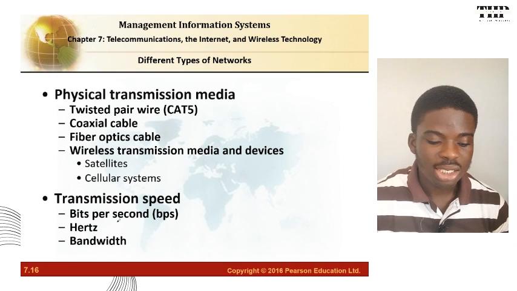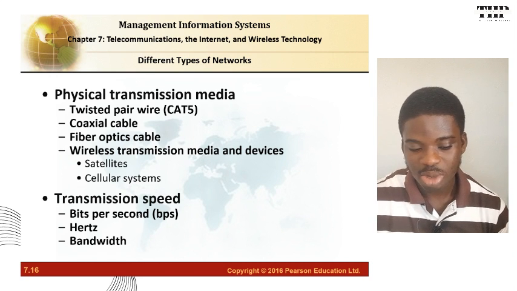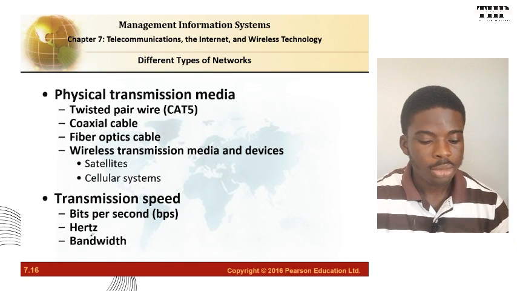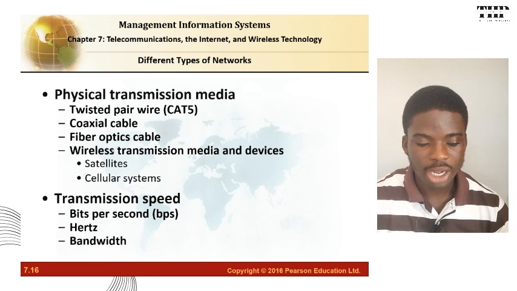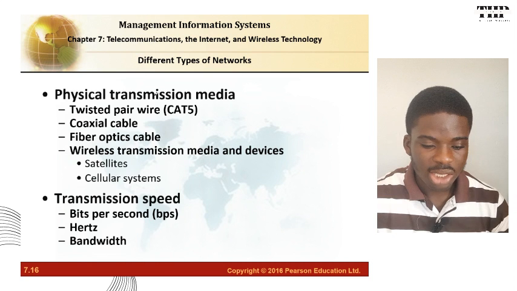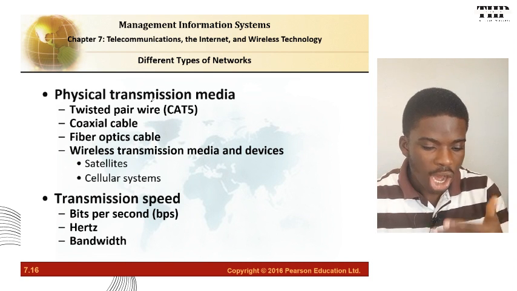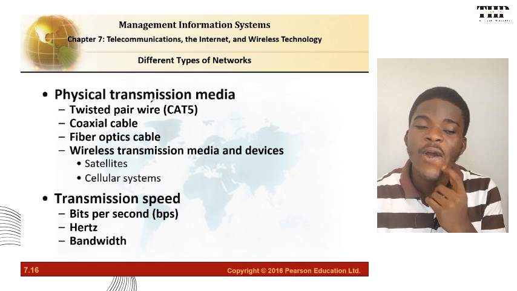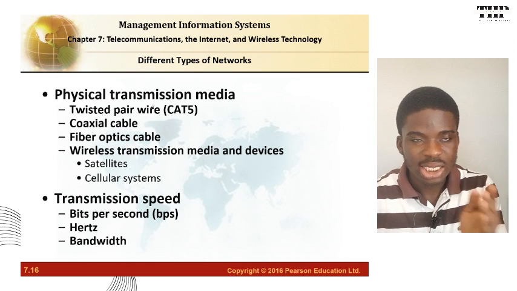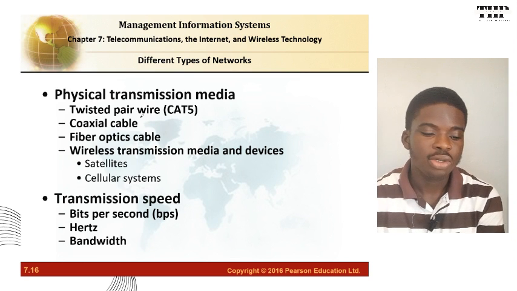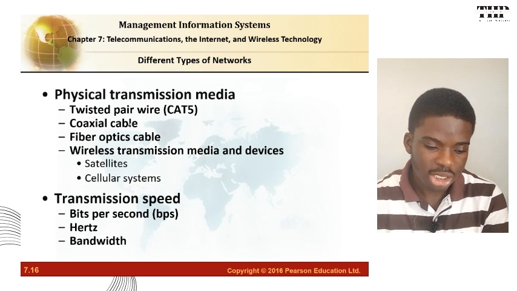You can measure it in bits per second, the bps. We always see that on your mobile phone, right? Then there's the hertz and the bandwidth, right? So the physical transmission media: how does a network transmit data? And I think these are some of the things that are used.